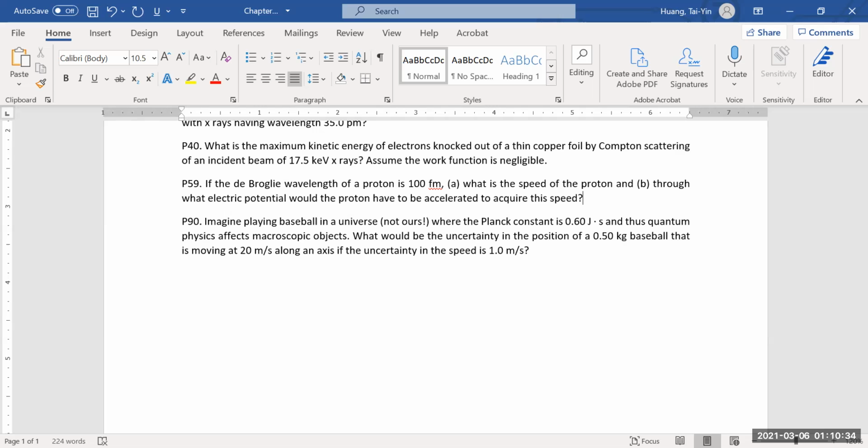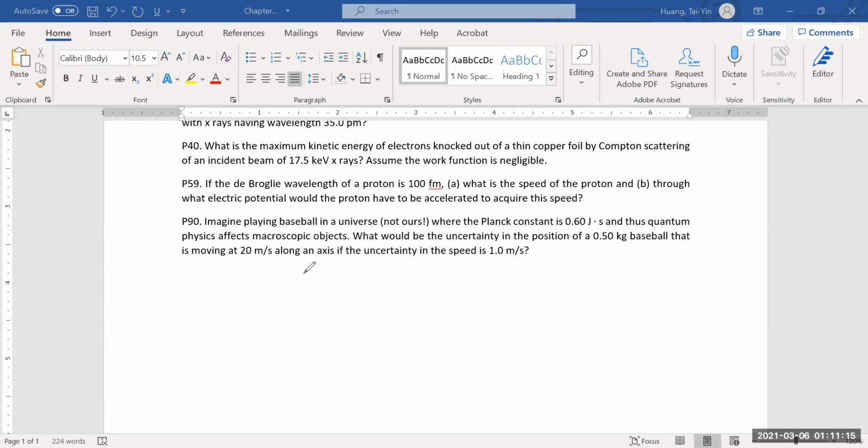What will be the uncertainty in the position of a 0.5 kilogram baseball that's moving at 20 meters per second along an axis if the uncertainty in the speed is 1 meter per second? In other words, in our real world, our Planck constant is so small that if there's any uncertainty, we cannot detect it. But in a different universe with a hypothetical Planck constant that's quite large, which is 0.6, you'll find that the effect of the uncertainty principle is substantial.